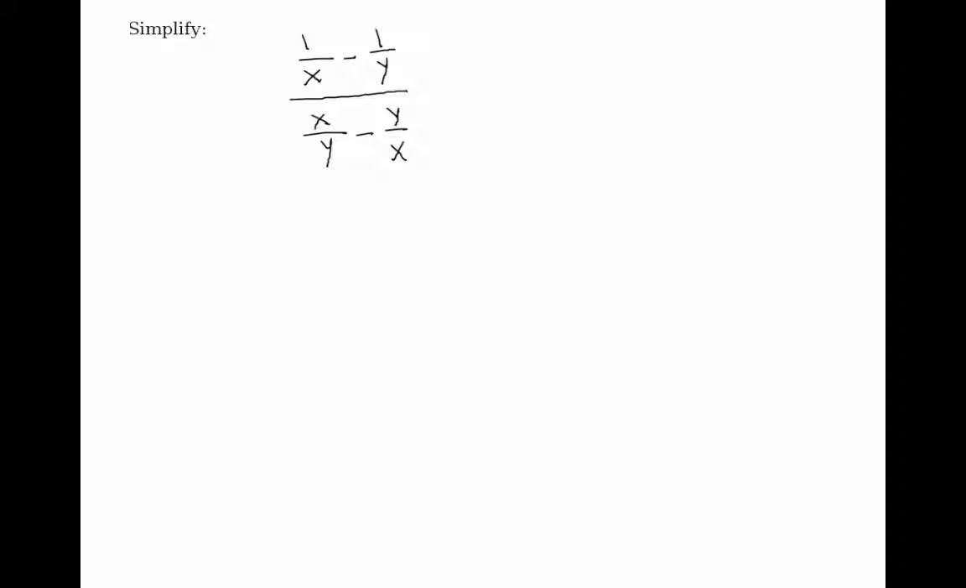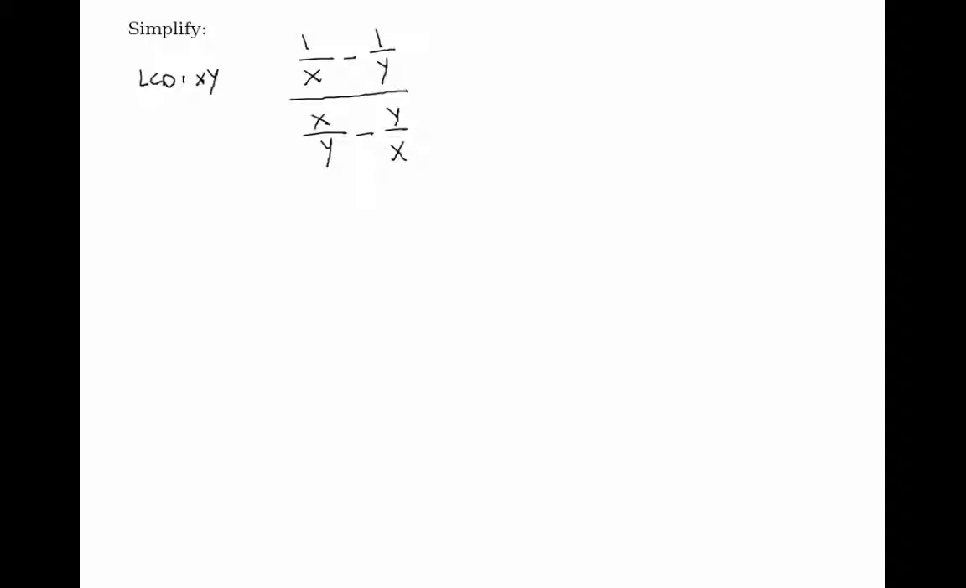Simplify. Here we have a complex fraction, a fraction over a fraction. One way to simplify is to find the LCD among all these fractions. So the LCD of x, y, y, x would be xy.